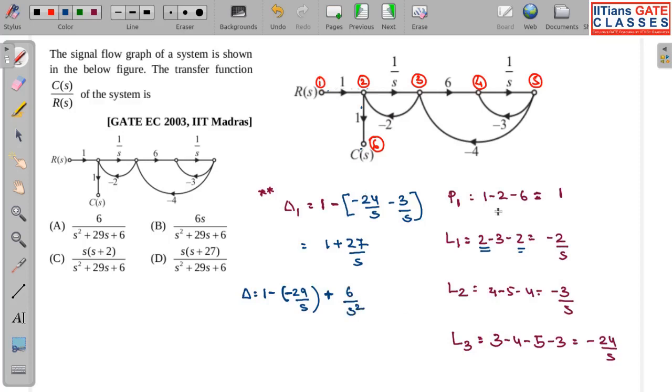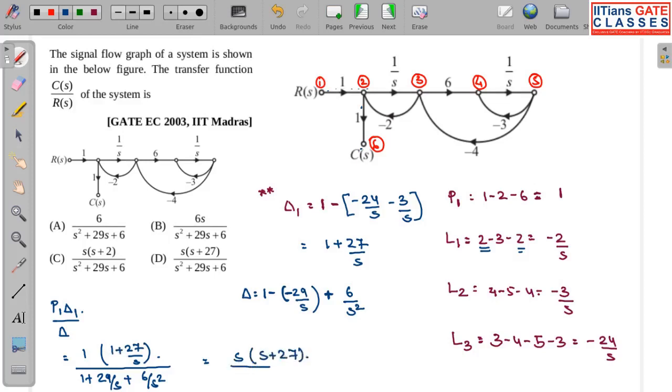So we have everything that we require for Mason's gain formula: P1 del 1 divided by delta. P1 is 1, into del 1, which is 1 plus 27 by s, divided by delta, which is 1 plus 29 by s plus 6 by s square. If you multiply by s square in the numerator and denominator, that will be s plus 27 divided by s square plus 29s plus 6.